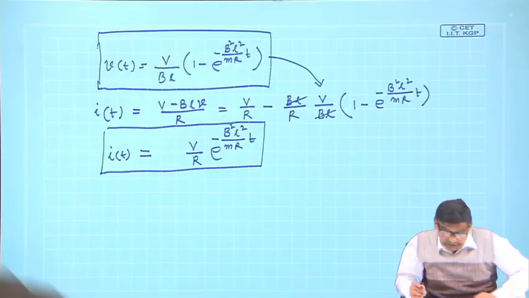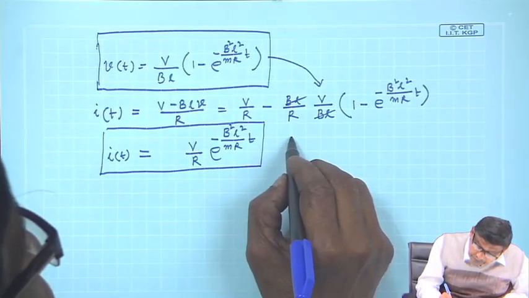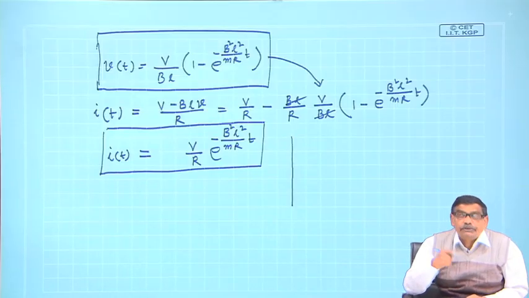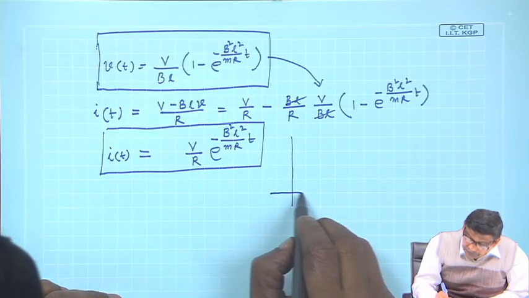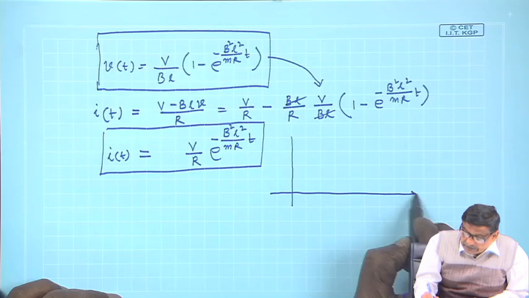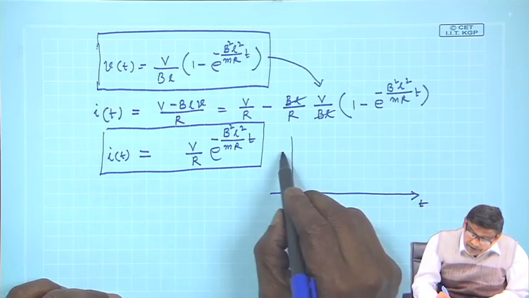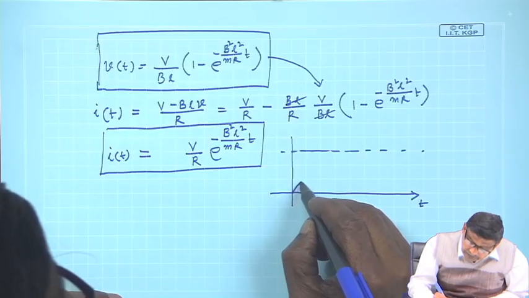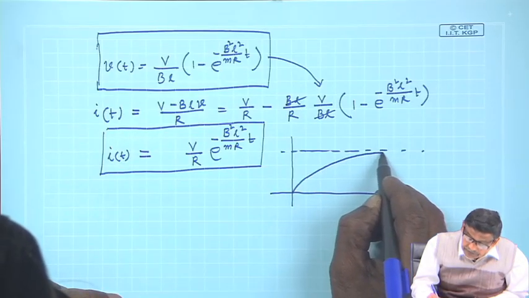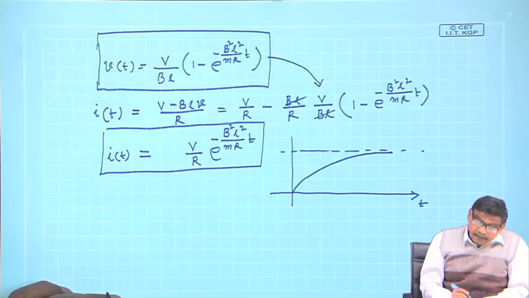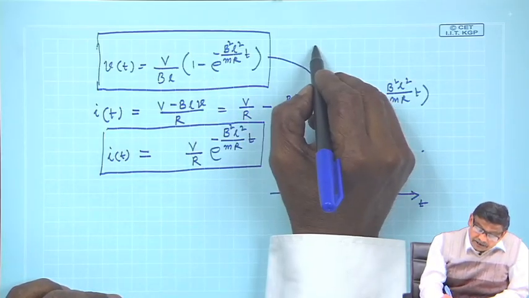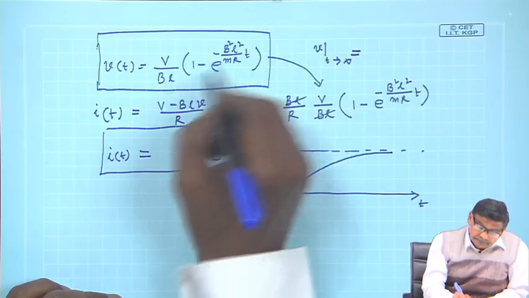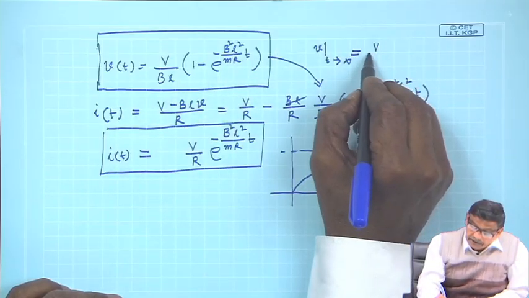And if you sketch it against time, mind you, what is t equal to 0? t equal to 0 is when the switch was closed. So, if you sketch it against time, you will find that velocity will increase exponentially. As t approaches infinity, velocity will become capital V by B L.